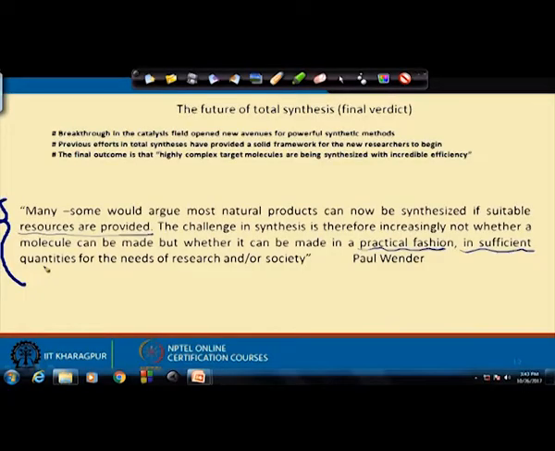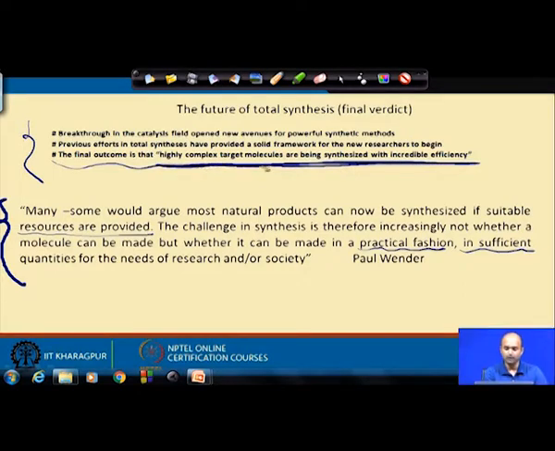If you make the compound in sufficient quantities, society can essentially benefit from it. As I said, breakthroughs in different fields like catalysis and other synthetic methods will have a very positive outcome, and the final outcome, our take home message, is that highly complex target molecules can be made or are now being synthesized in the lab with incredible efficiency. You will not believe it: you give us any complex target structure, any complex natural product, and there are reports, there are ways people are synthesizing the molecules. As I said, you have to give suitable resources.